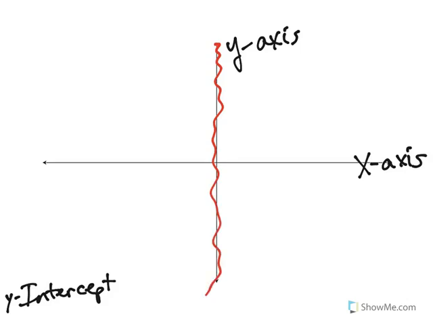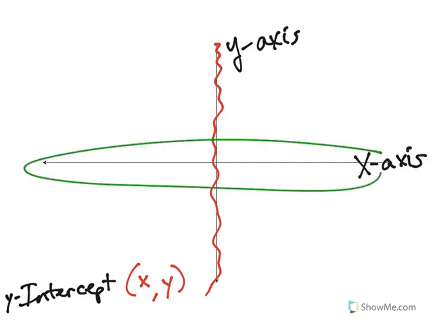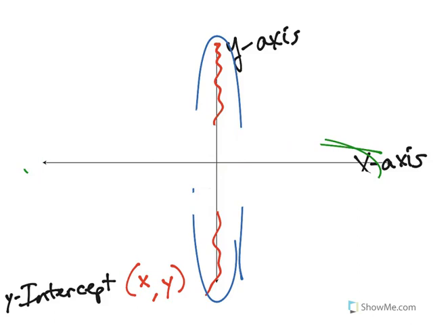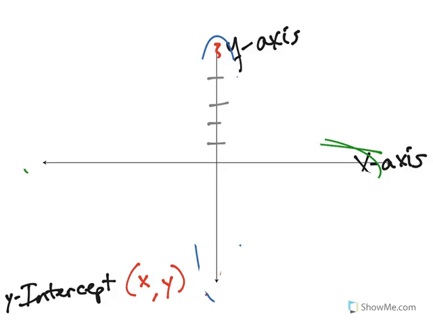So the y-intercept is a point. So we're talking about a point on the coordinate plane. And remember that points come in the form of x, y. That's the order, where x tells you the location on the x-axis and y tells you the location on the y-axis.